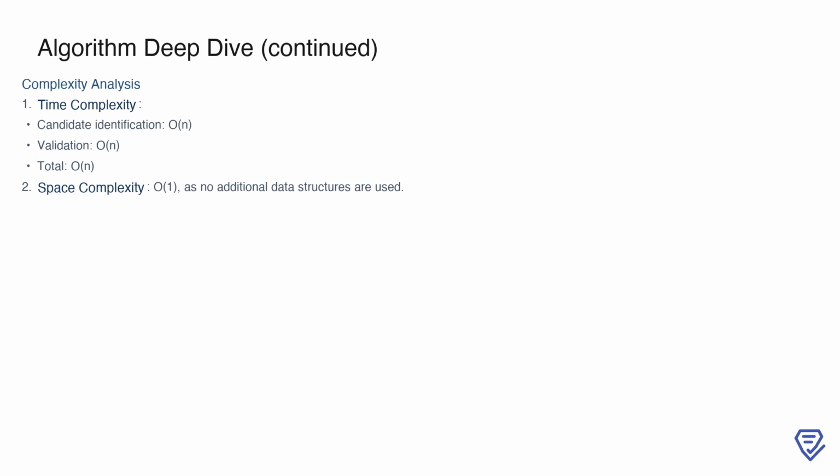The complexity analysis of the optimized algorithm shows its efficiency. The candidate identification step requires O(n) time, as each comparison eliminates one candidate, and we only make n-1 comparisons. The validation step also takes O(n), as we check the relationships of the remaining candidate with the rest of the group. Combining these steps, the total time complexity is O(n). The space complexity is O(1), because no additional data structures are required, only a few pointers are used.